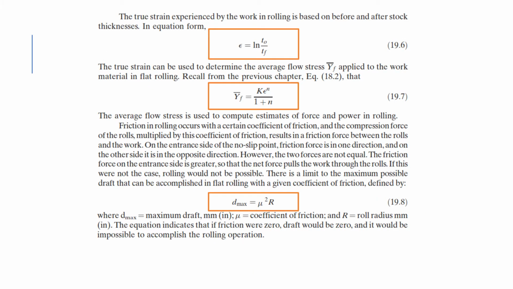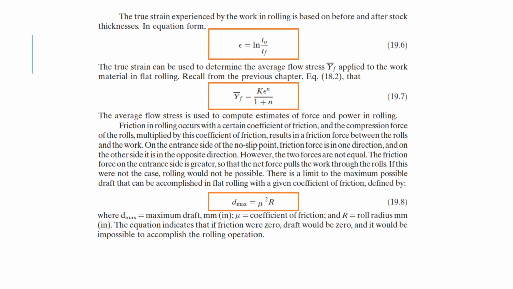Based on this, we will also be able to calculate the true strain. If you remember from the previous example I mentioned, epsilon equals ln T naught over T final. Then you will be able to calculate the value for the true strain. As for the average flow stress, you can still use the same equation, which is YF equals K epsilon to the n over 1 plus n.